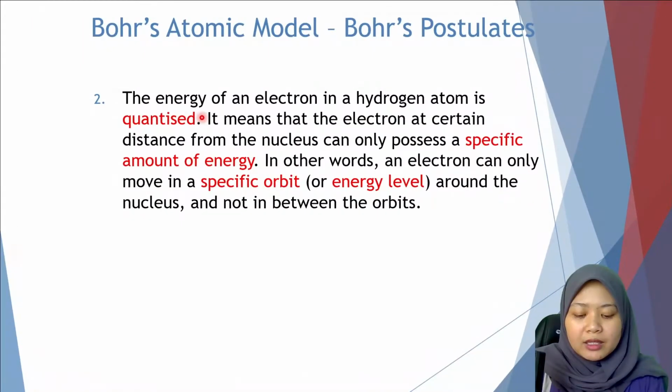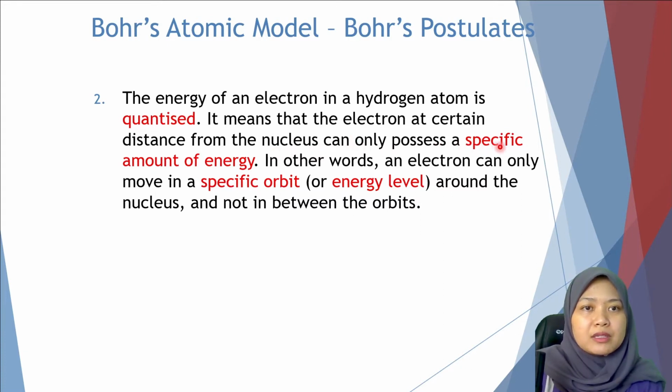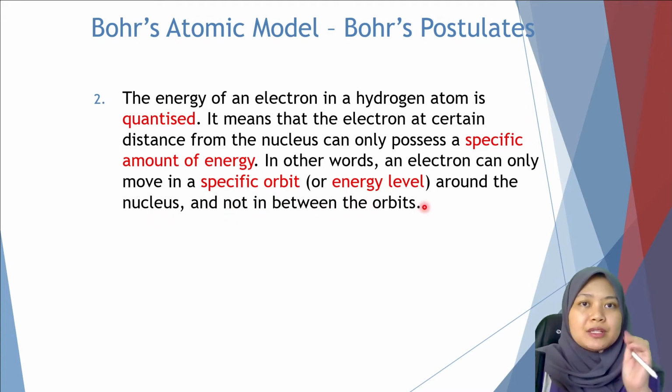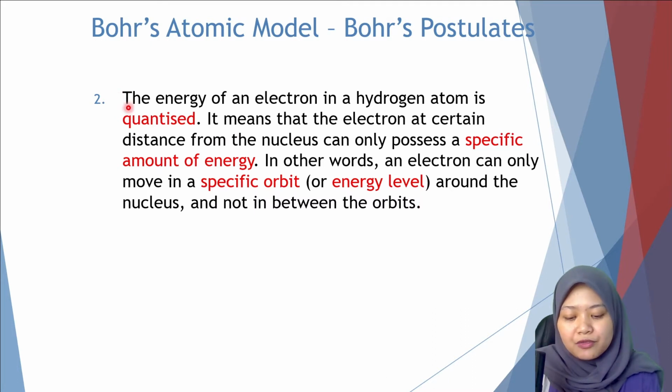The second one is the energy of an electron in hydrogen atom is quantized. It means that the electron at certain distance from the nucleus can only possess a specific amount of energy. In other words, an electron can only move in a specific orbit or energy level around the nucleus and not in between the orbits. Okay, so for the second postulate is this first sentence.